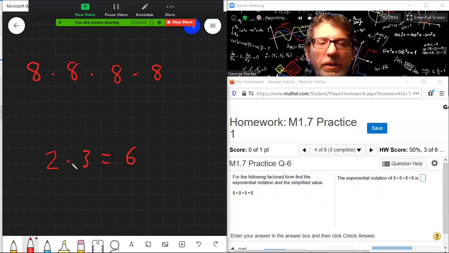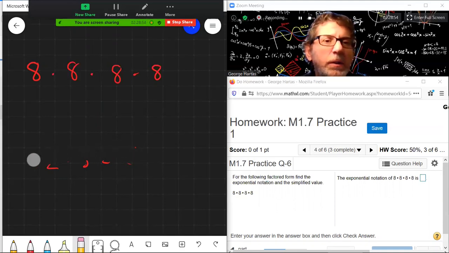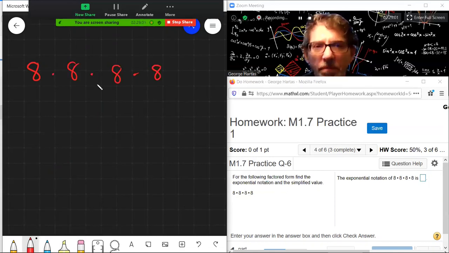These are called factors because these are numbers that are multiplied together. That's what makes them factors. So that's what they mean by factored form. This is in factored form. What do they want us to do? They want us to switch factored form to exponential notation.